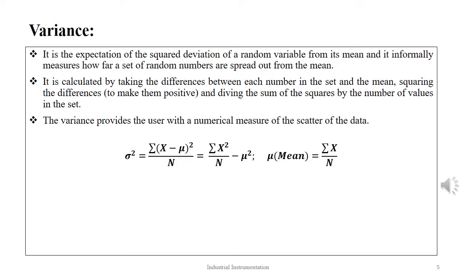Numerically, variance is given as sigma square equal to summation (x minus mu) whole square whole by n, or summation x square by n minus mu square, where mu denotes mean, that is summation x by n.